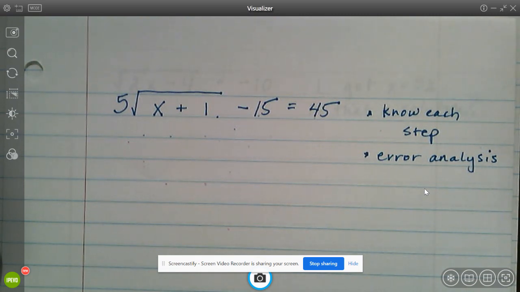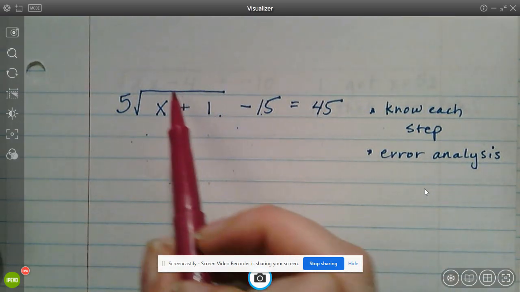This is a multiple choice, and what you'll see is that there's an error. So for error analysis, there's a couple ways to do that. You can look at the problem and walk through and follow their work, or you can work the problem out and then compare it to see what they did. Either way, I want to make sure you know the actual steps.